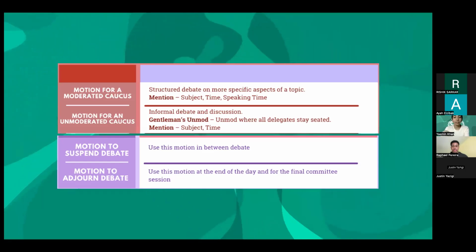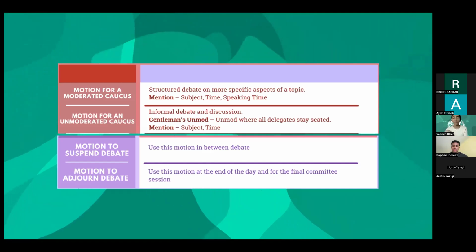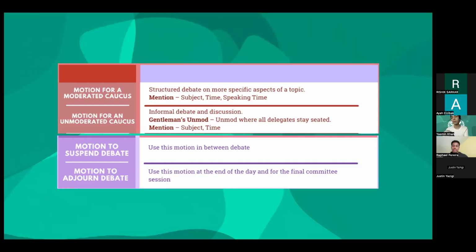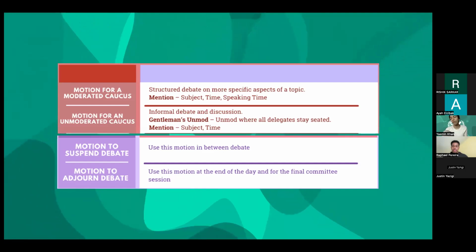Motion to adjourn debate means you use this motion at the end of the day and for the final committee session. So it's like what it says. At the very end of the entire day, right? So the moderated caucus has ended. Let's say the 30 minutes of talking about the moon has elapsed. It's over. Everyone said their piece. And now it's time to just go home and sleep and come back the next day, right? So you don't just get up and leave, and just, oh, see you tomorrow. No, you motion to adjourn debate first, right? It's just formal like that.